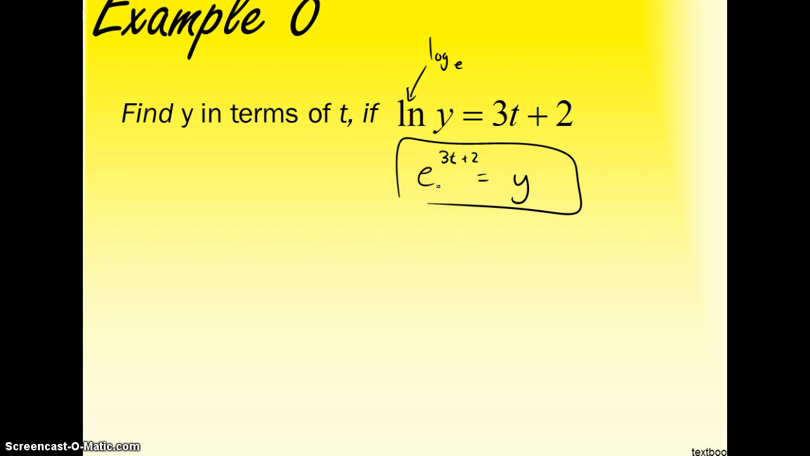I don't have to say y in terms of t and e because e is a number, much like pi. You don't have to list it as in terms of. t is my variable. So if I know a t number, I can plug it in, raise e to that power, and get my y.